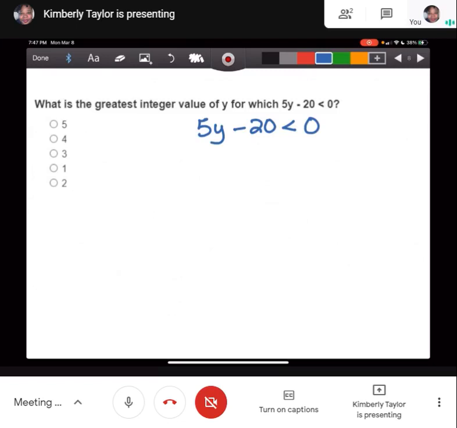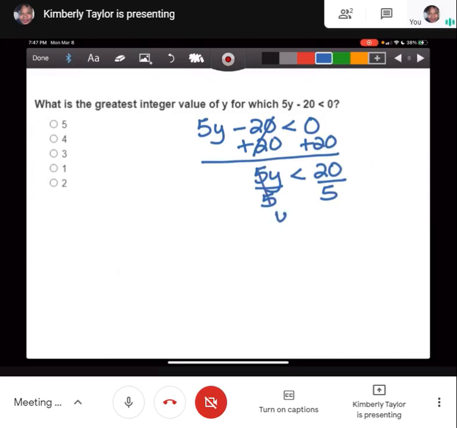So I need to add 20 to both sides. And I get my 0 pair, and I'm left with 5y is less than 20. Then I need to divide both sides by 5. And so you have y is less than 4. So which is the greatest integer value that I can have?